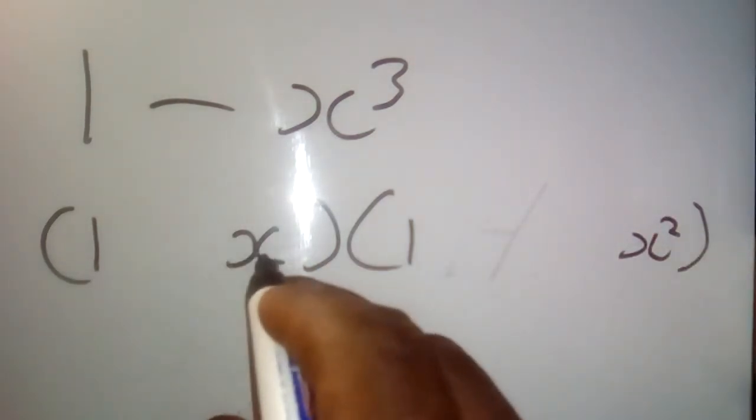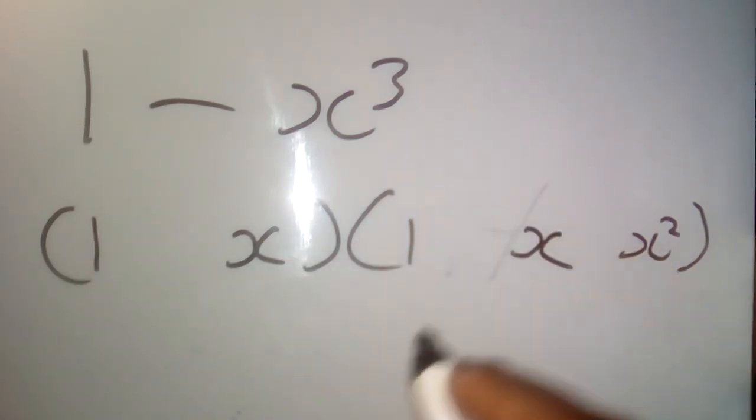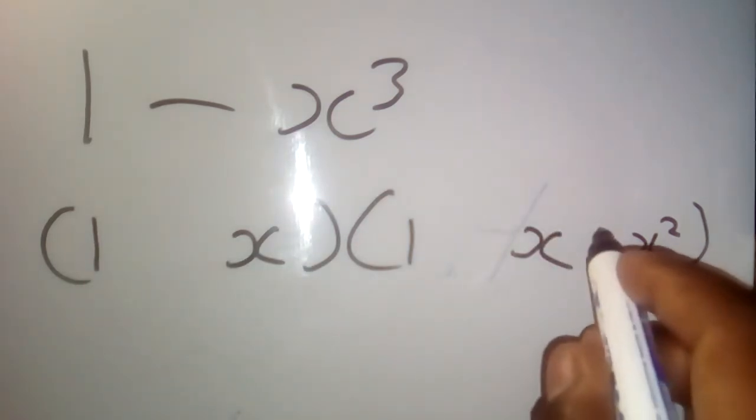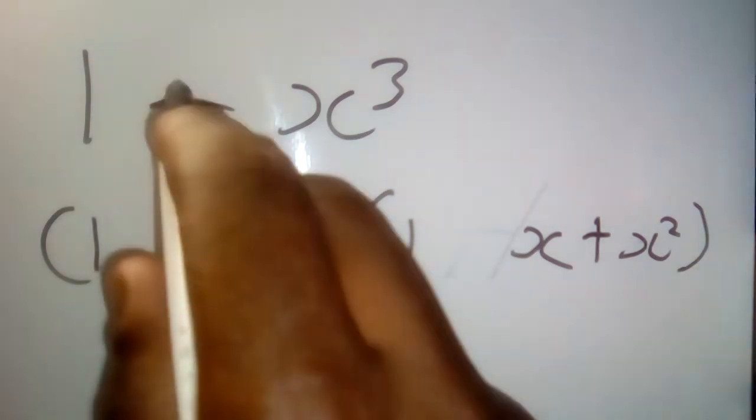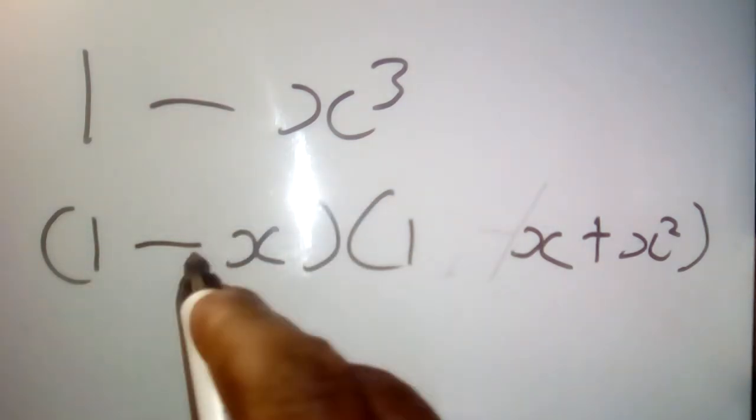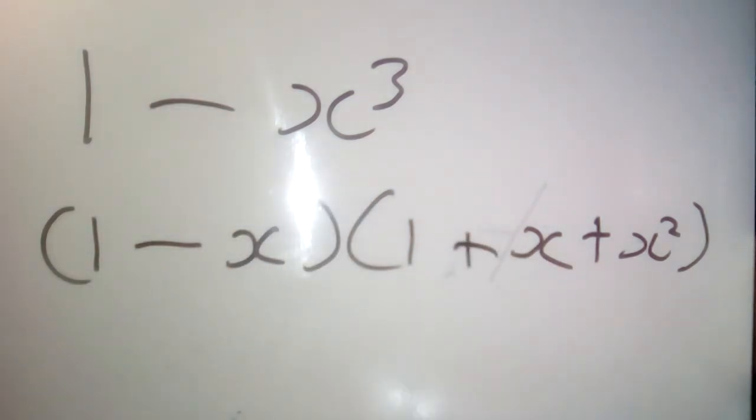And now, 1 times x is x, right? We don't need to write 1x. And the last one, of course, will always be a plus. Here we copy, and then this will contradict that, so we'll have that. And there we have it.